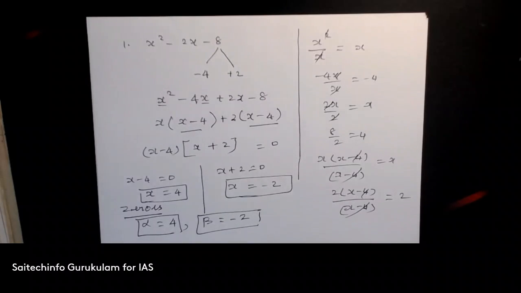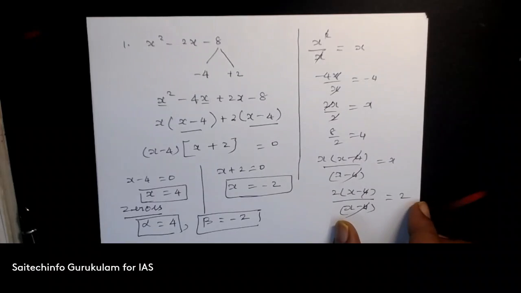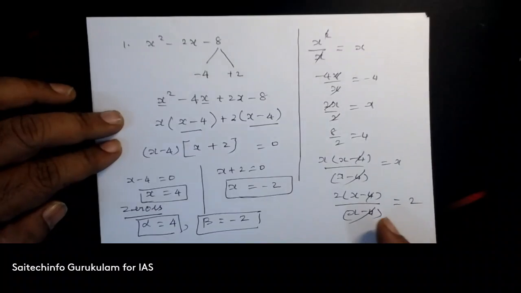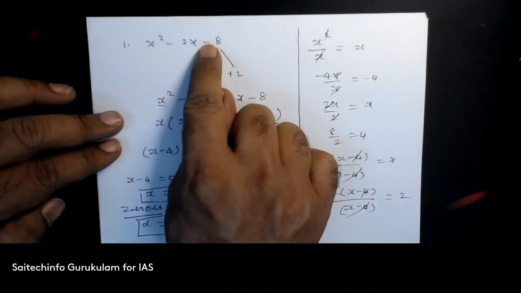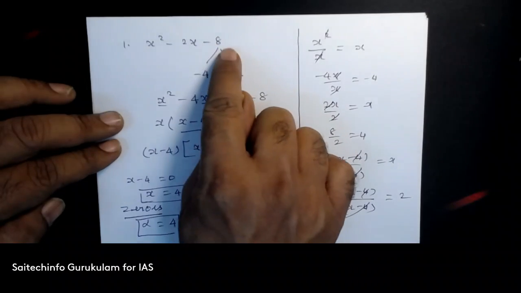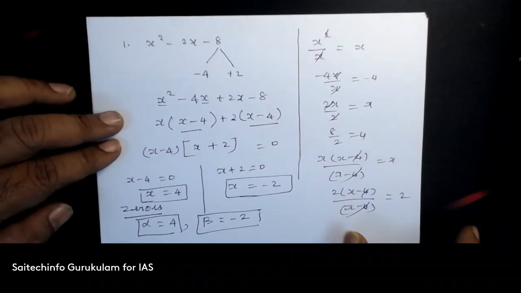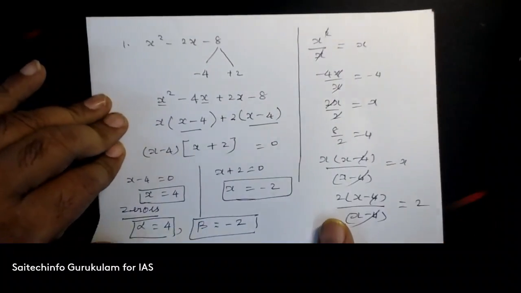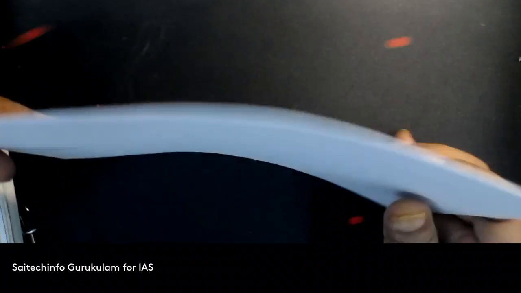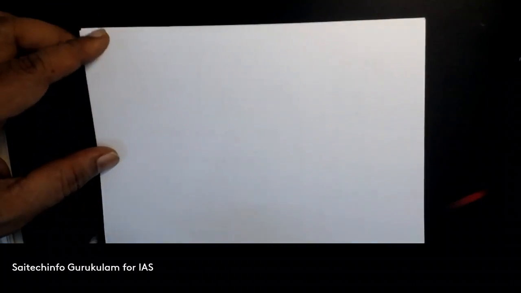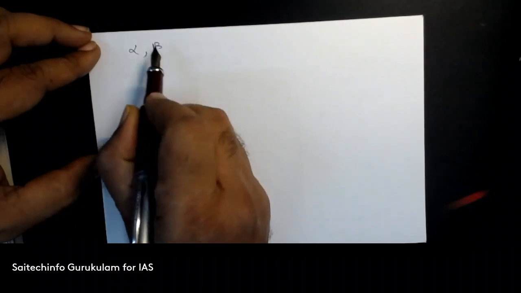Now we can verify the relationship between the zeros and the coefficient. What do you mean by coefficient? For example, coefficient of x squared is 1. Coefficient of x is minus 2. And what is constant? Minus 8. Let us check up. And what is the relationship between the coefficients and what? The zeros. It means we know the zeros are alpha and beta.